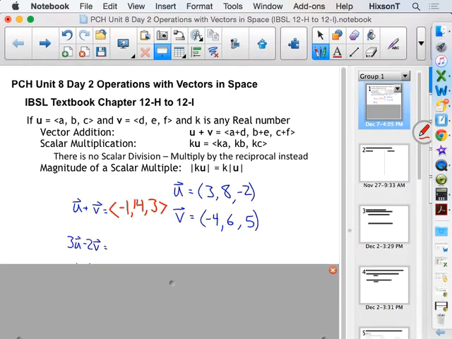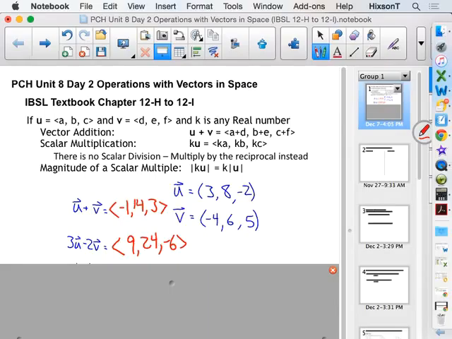Let's think about this. What would 3u equal? 9, 24, negative 6. Okay? You guys all with me here? 3u? 9? 24? Negative 6. Alright, I know it's easier to just let 1 or 2 people give all the answers, but it's a lot better for you if you actually try.